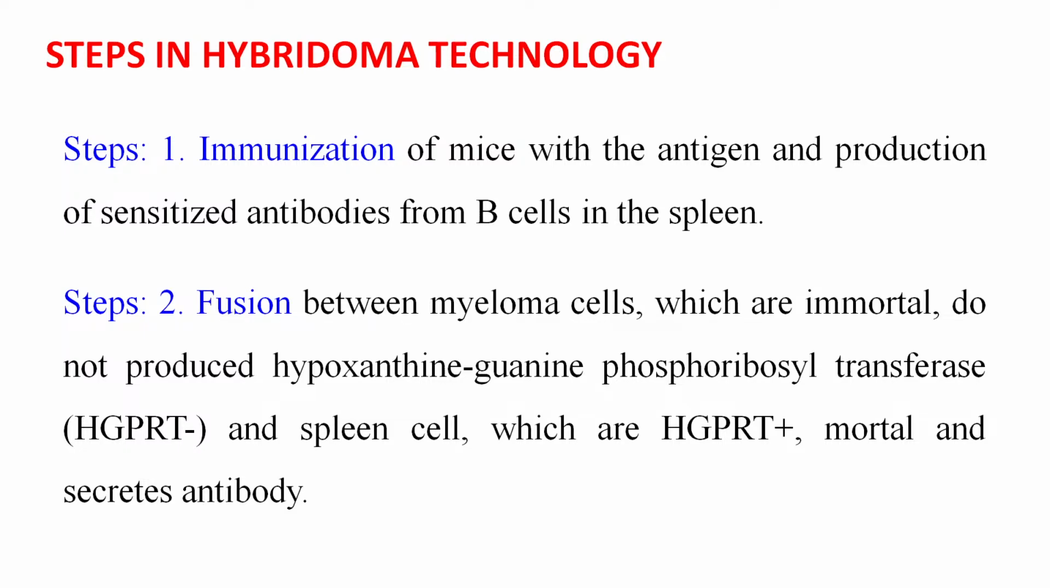So once the mice is immunized with that antigen, what happens? The B cells that are present in the spleen of that mice, that is the B lymphocytes, will get activated and they will start producing the specific antibodies. These are known as sensitized antibodies, activated antibodies. So next step is what? The fusion between a myeloma cell and a B cell, the B lymphocytes that have been sensitized.